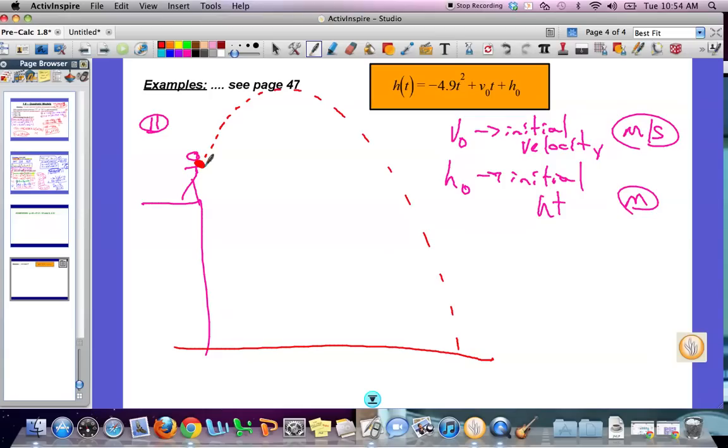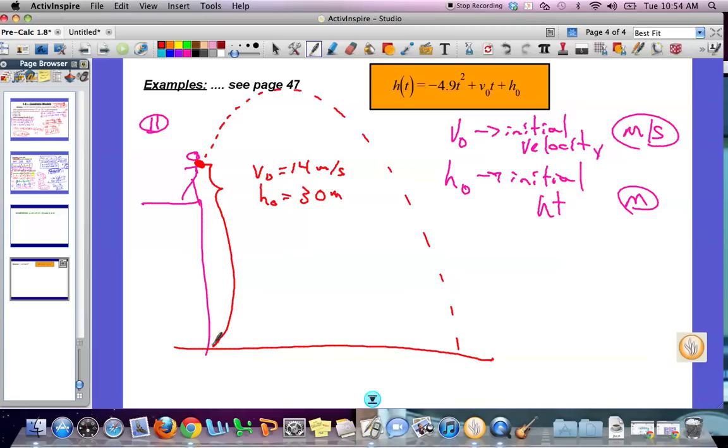What's my initial velocity? 14. What's my initial height? So my initial velocity is 14 meters per second. My initial height is 30 meters. We're assuming that the height of the water balloon is 30 meters, even though it's at the cliff, because I'm standing there and I'm 5 feet tall. Whatever.